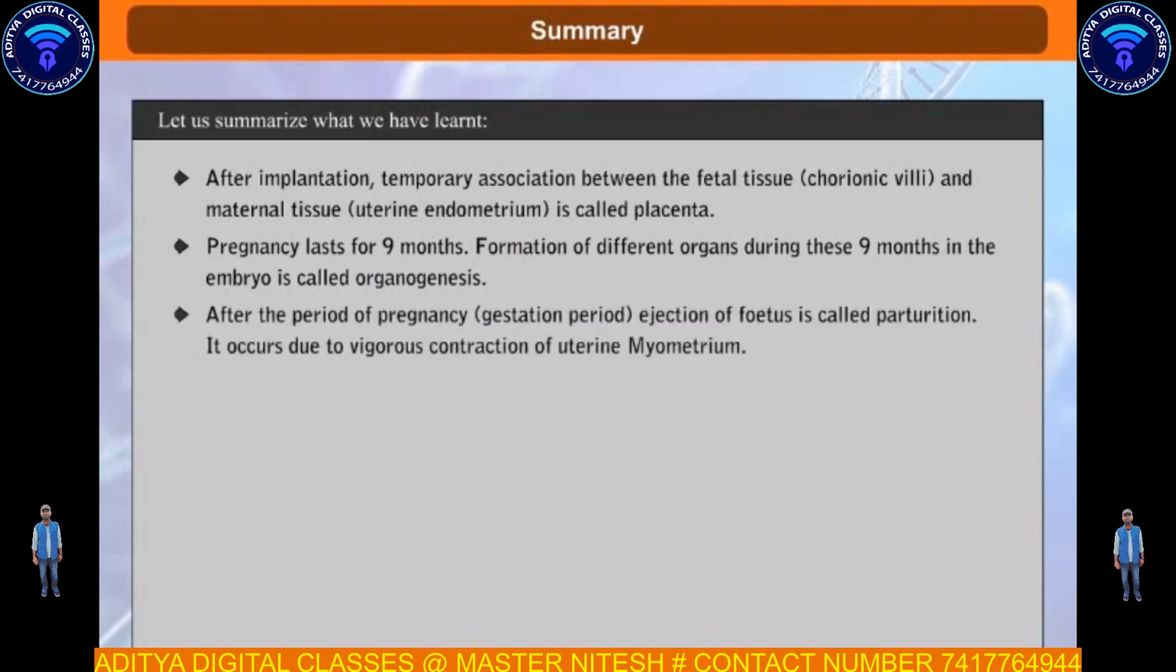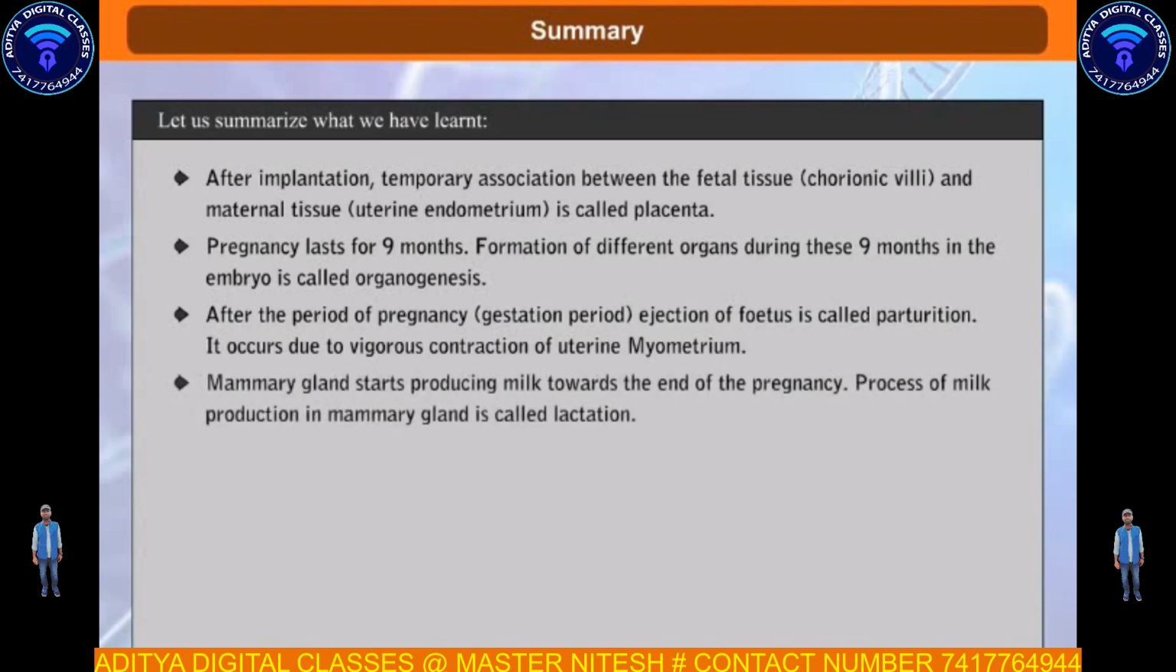After the period of pregnancy, the gestation period, ejection of fetus is called parturition. It occurs due to vigorous contraction of uterine myometrium. Mammary gland starts producing milk towards the end of the pregnancy. The process of milk production in mammary glands is called lactation.